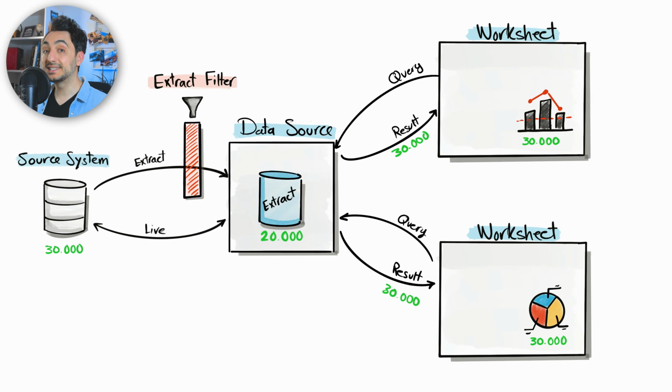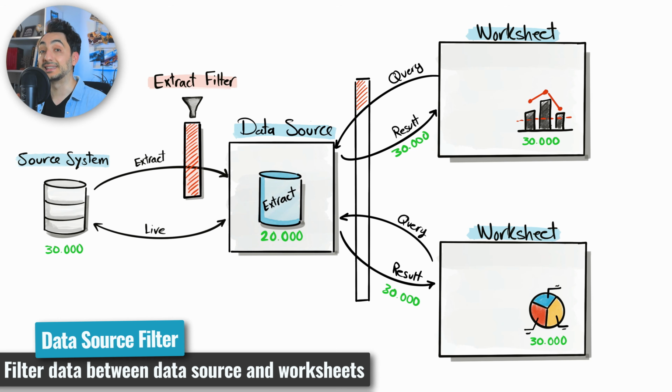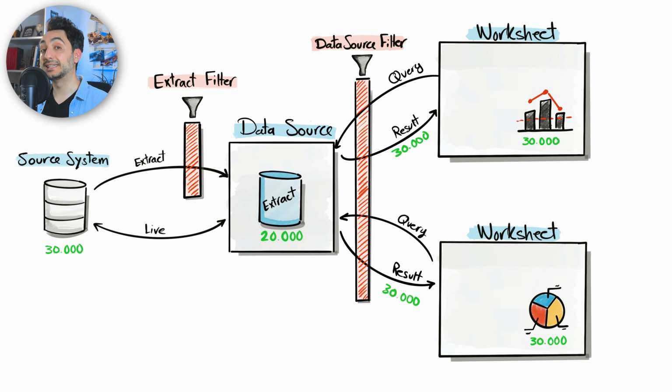And now let's move one step to the right side. We have another filter, we call it the data source filter. You can apply this filter between the Tableau data source and the worksheets. Here again, the worksheets are sending queries to the data source, but this time the data source will not respond by sending the whole data. Instead, the data source is going to filter the data first and then send the results. So instead of sending 20k of records, Tableau might send around 10k of records.